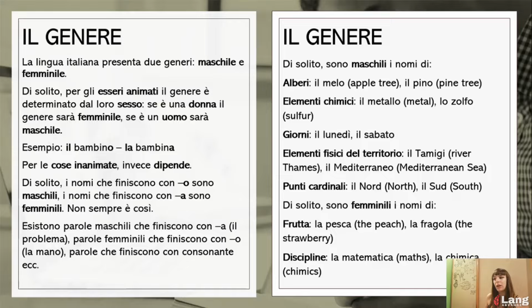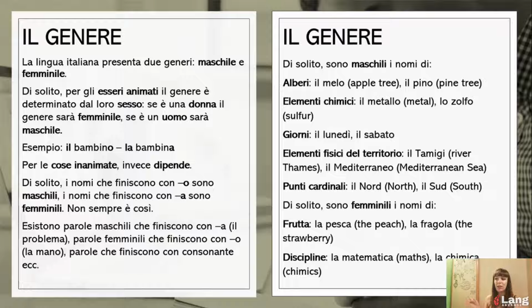Why? Bambino ends with O. Bambina ends with A. So, what's the general rule about the gender? Normally, when a word ends with O, it will be masculine. And normally, when the word ends with A, it will be feminine. This is the general rule, but it's not always like this. We have masculine words ending with A, like il problema, the problem, but we do also have feminine words ending with O, la mano. La mano, the hand, is a feminine word ending with O.